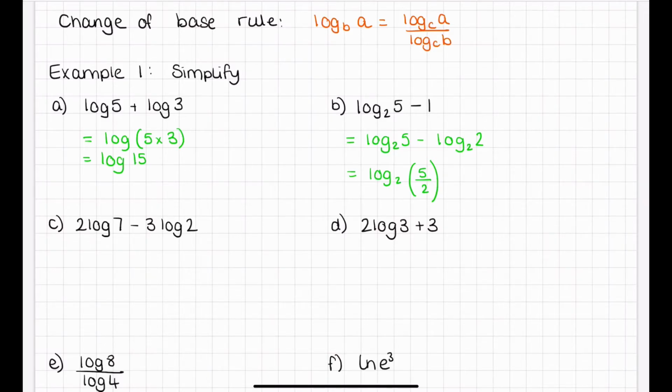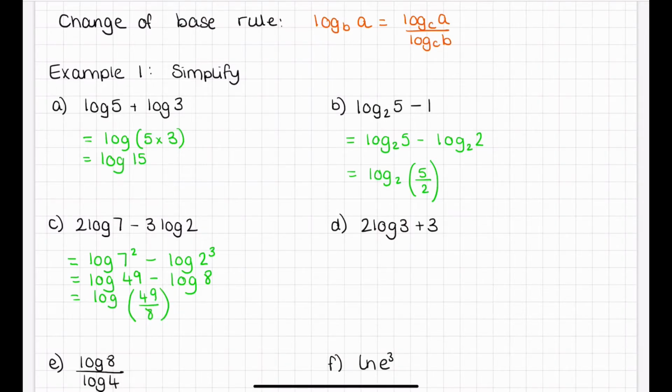Part C, we've got 2 log 7 minus 3 log 2. So we're going to use that third rule for this first part. So 2 log 7, we can write that as log 7 squared. And 3 log 2, we can write that as log 2 cubed. And then we can simplify this. So log 7 squared will just be the log of 49 minus log of 2 cubed, which is 8. Then apply our law. So the log of 49 divided by 8.